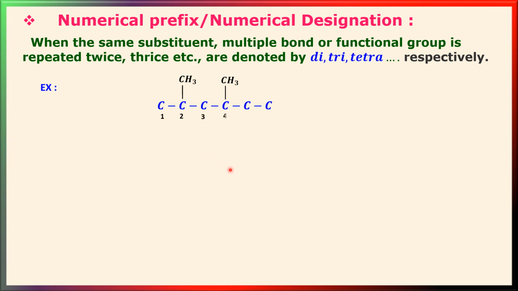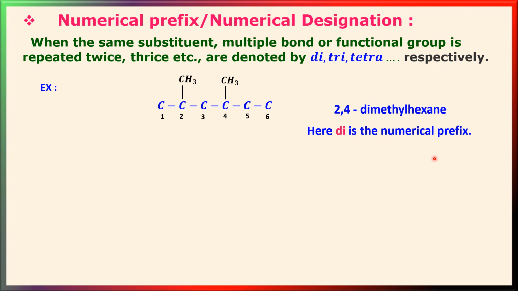1, 2, 3, 4, 5, 6. So on the second carbon and on the fourth carbon, 2 methyl groups are there. 2 methyl groups have been attached to second and fourth carbon atoms respectively. So here the same substituent is repeated twice. So we have to use the numerical designation to represent this as di, dimethyl. So on which carbon atoms these two are there? On the second and fourth carbon atoms. For that reason, its name is 2,4-dimethyl hexane.